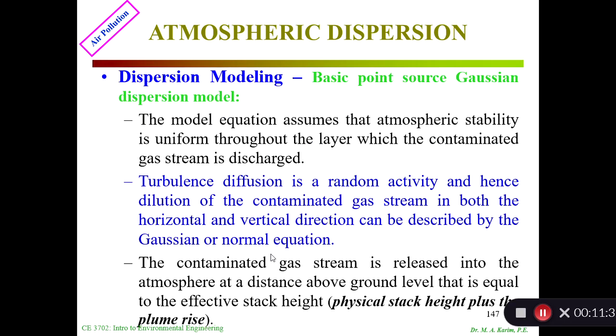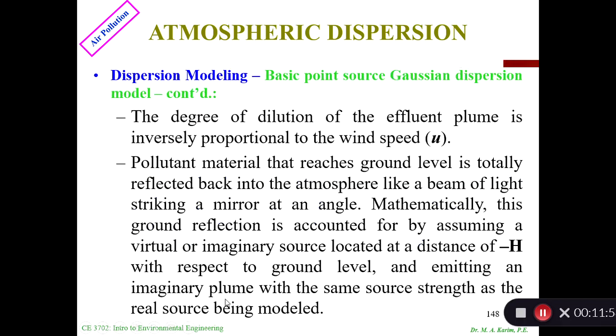So the basic point source Gaussian dispersion model. This is a Gaussian dispersion model. Turbulence diffusion is a random activity, and hence the dilution of the constant gas streams in both the horizontal and vertical direction can be described. The contaminated gas stream is released into the atmosphere at a distance above the ground level that is equal to the effective stack height, physical stack height plus the plume rise.